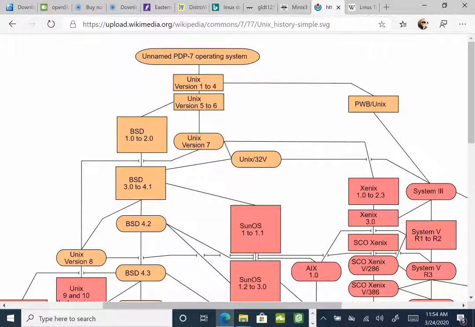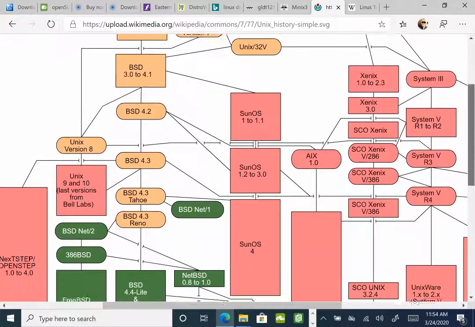And so at this time, basically what happened is it was forked. So anytime you take an operating system and you change it into something else, it's called forking. So you fork the OS and you do something different with that line. And that's what happened here. So it comes down, and System 3 and System 5 revision 1 and 2 become very popular.